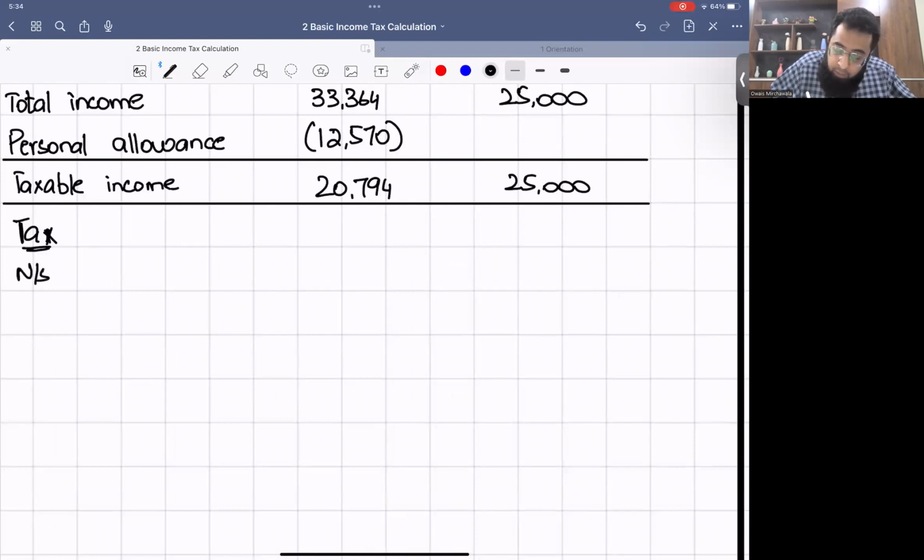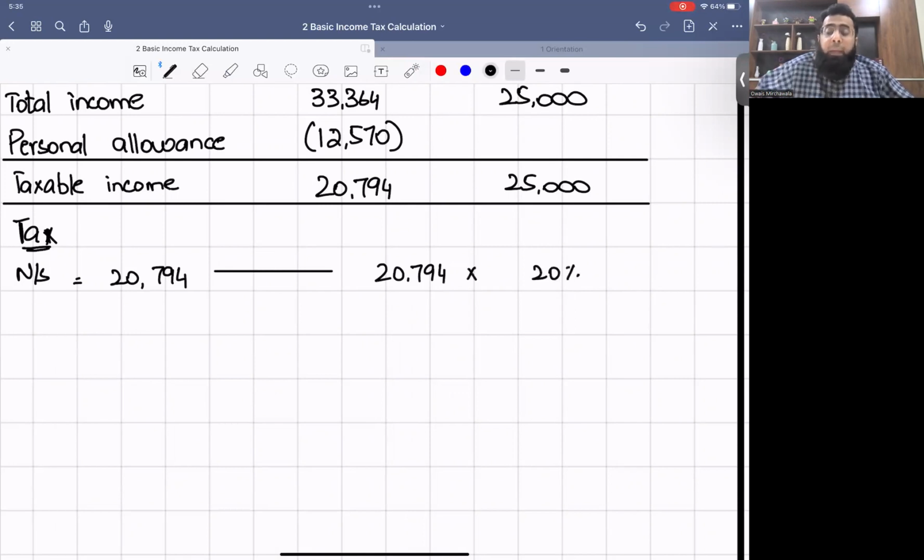Non-saving, 20,794. Now this lies in the basic rate band, so the entire amount will be taxed at 20%. Basic rate band is still 37,700. So this is 4,159. Then we have dividend income.